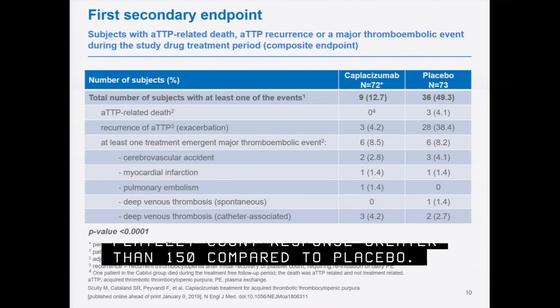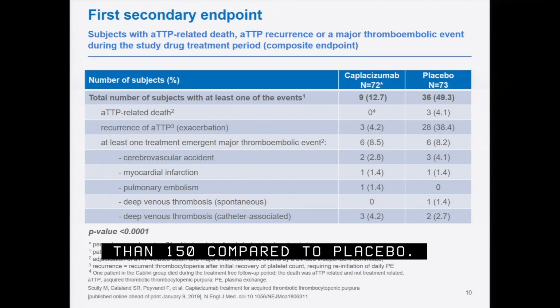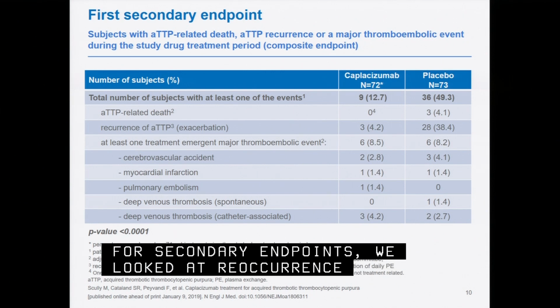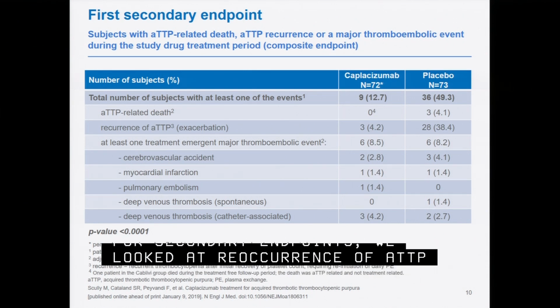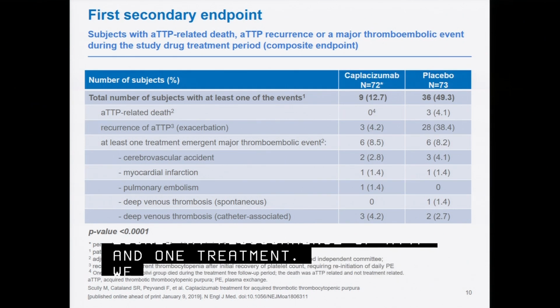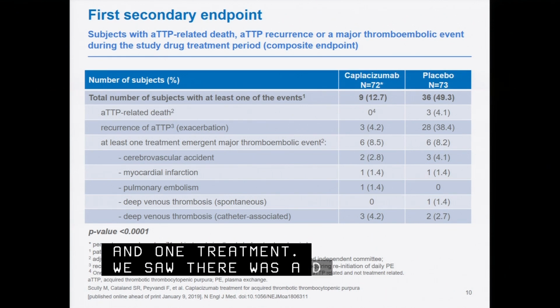Now, for our secondary endpoints, we looked at aTTP-related death, recurrence of TTP, and at least 1 treatment-emergent major thromboembolic event. We saw that there was a statistically significant difference in the total number of subjects with at least 1 of these events.